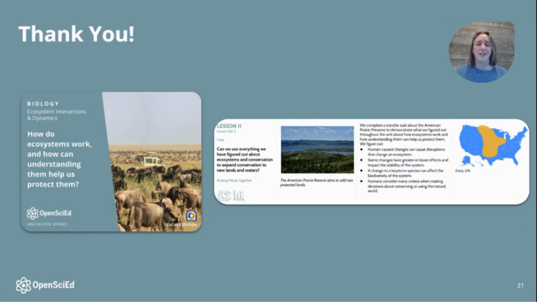Well, this is Lesson 10 in a nutshell. We figured out that conservation success relies on the plan's goals being met while supporting ecosystem resilience and minimizing any negative effects on interest holders. This makes us wonder if we can apply everything we figured out to a new conservation plan for the 30 by 30 initiative.